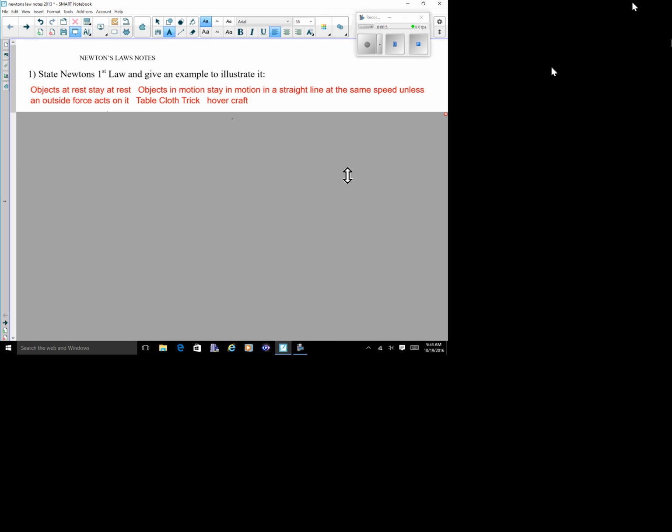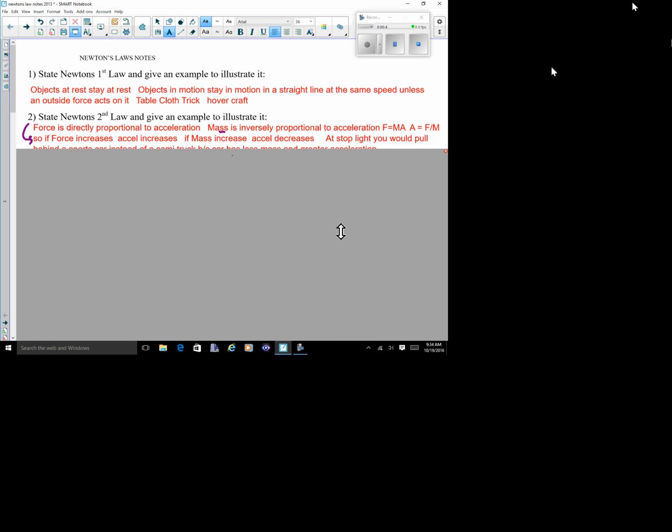Now, next you have Newton's second law, and what that says is that force is directly proportional to acceleration. In other words, if you put more force on an object, you're going to accelerate faster. It also says this: the heavier you are, the more massive you are, that's inversely proportional to acceleration. What inversely proportional means is one thing goes up, the other thing goes down. So the formula for this law is F equals ma, where F is the force, m is the mass, and a is acceleration.